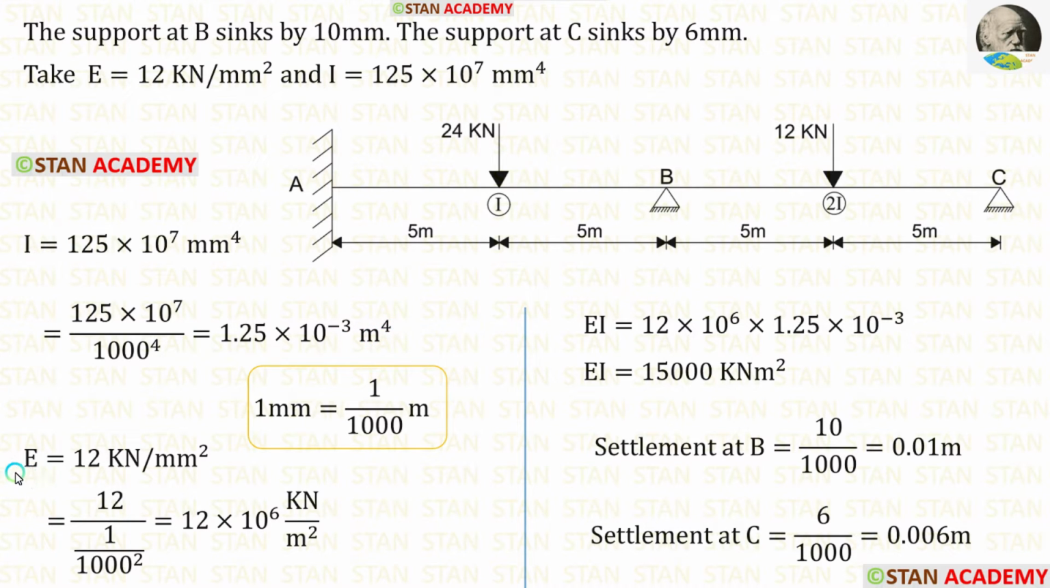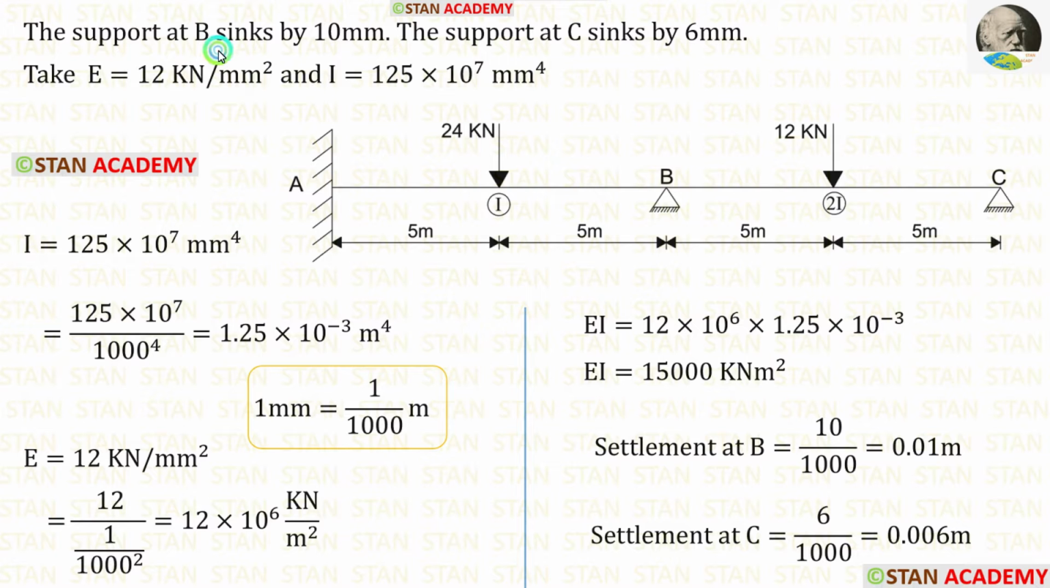The Young's modulus E is given as 12 kN per millimeter square. We have to convert this value into kilonewton per meter square. Here we have mm square, so we have to divide by 1000 square. When we do that, we are getting in kilonewton per meter square. For our own convenience, let us multiply the moment of inertia and Young's modulus. When we do that, we are getting 15,000 kilonewton meter square.